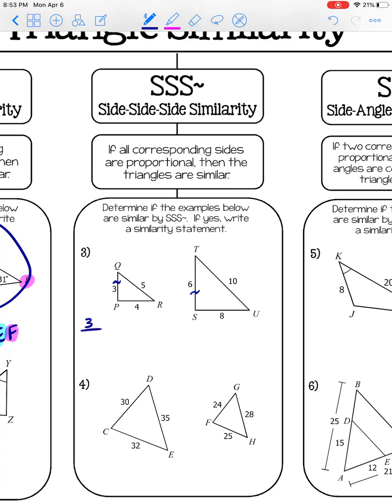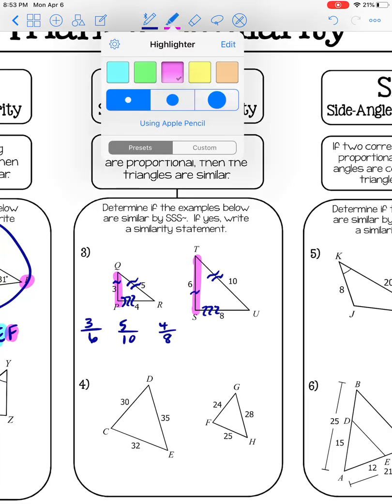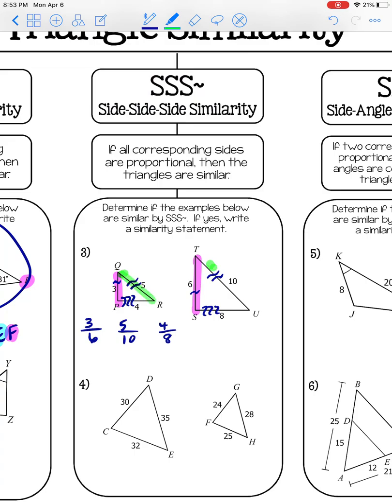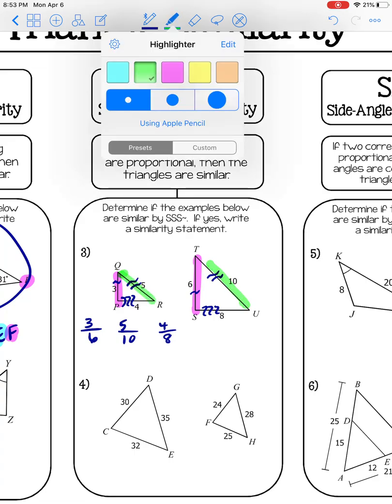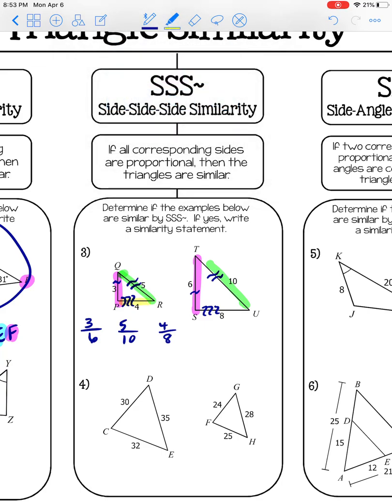So 3 is to 6 as 5 is to 10 as, did I do that right? Yeah, that's the largest. As 4 is to 8. All right, so we have the smallest, which is 3 and 6. The largest, which is 5 and 10. And then the medium, I already did that color, 4 and 8.